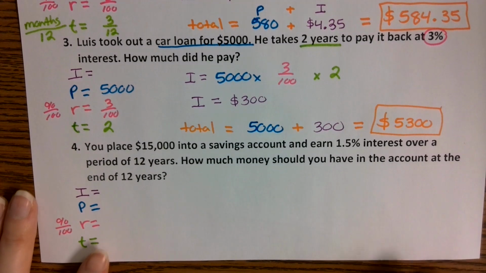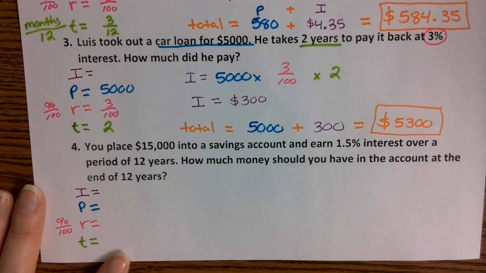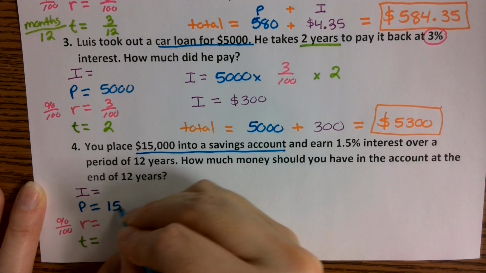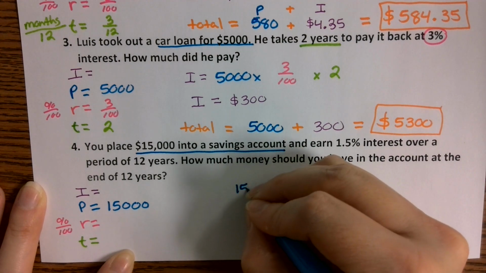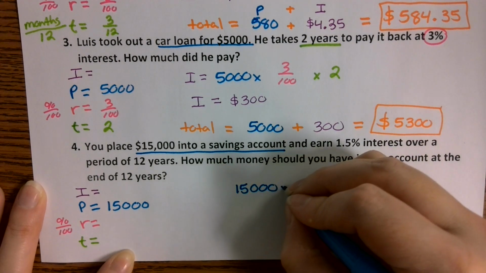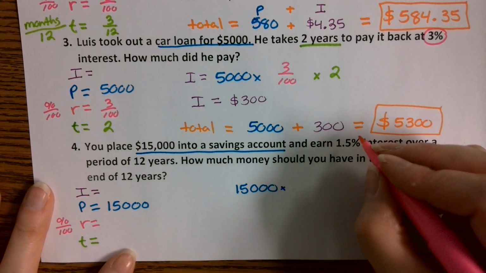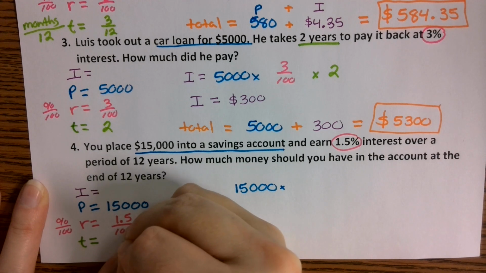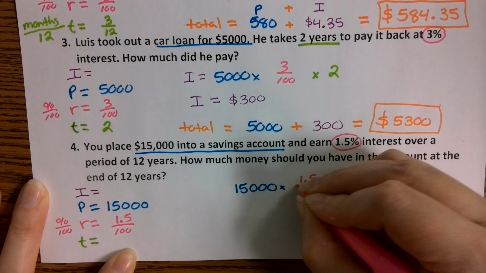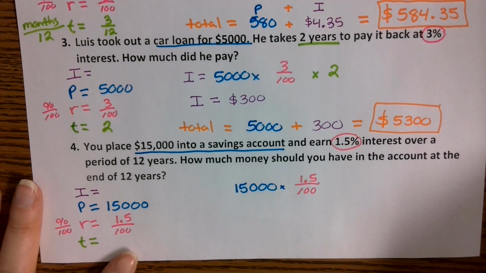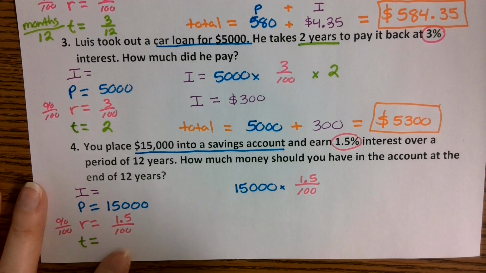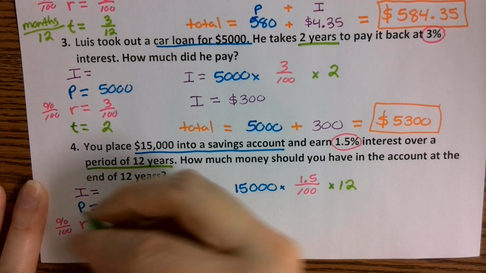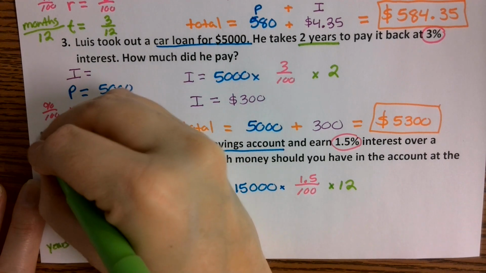Okay, for problem number 4, you place $15,000 into a savings account. There's the principal. You're putting that into an account. That represents the money you are investing. It's going to earn 1.5% interest. So there's your rate, 1.5 over 100. You need to make sure, just because it's a decimal doesn't mean you don't put it over 100. You still do. We're going to do this for a period of 12 years. So there's your time. Time is in years. They gave it to you in years.